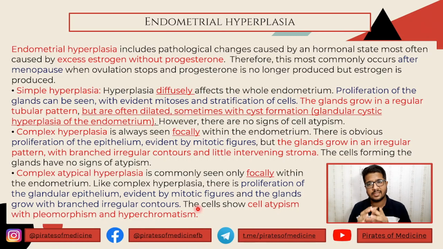Pleomorphism means the cells of the gland have different shapes. Each cell is different from another cell in shape. And hyperchromatism means that they are very highly chromatic, more in staining, they show more color. So these are the three types of hyperplasia.